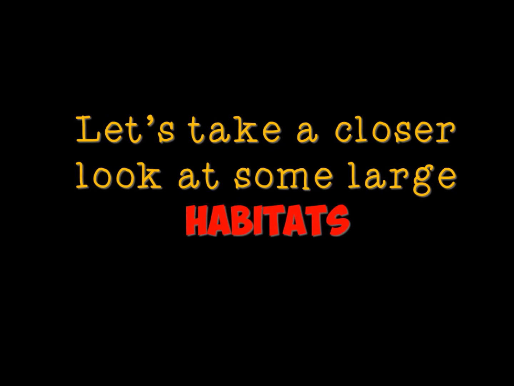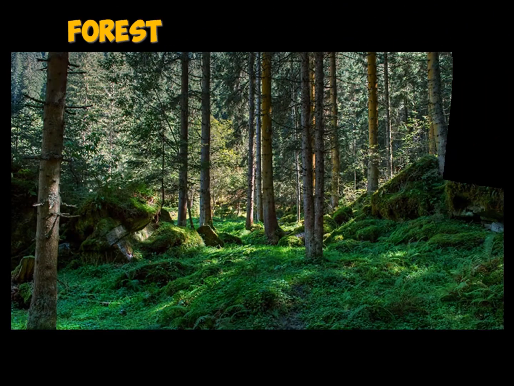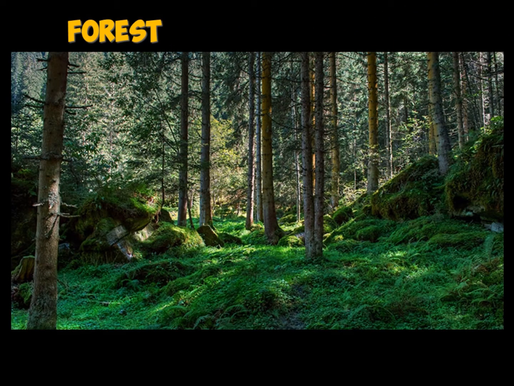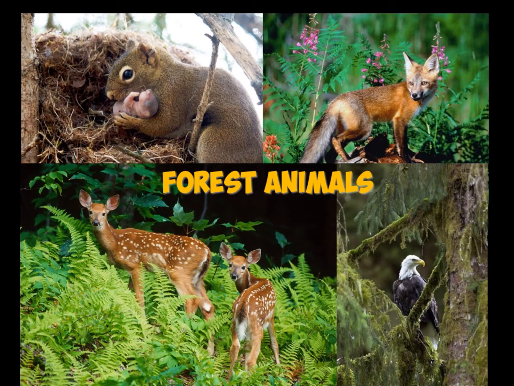All right, let's talk about what the different types of habitats there are. Talk about our forests. Say forests. Forests. If you notice, there's a lot of trees in forests. There's a lot of grass, a lot of moss, this green stuff that's growing out of the rocks. This is called moss. These are what makes up a forest. These are some of the animals you see in forests. We see little deer, eagles, some foxes, squirrels. All these animals live in a forest.